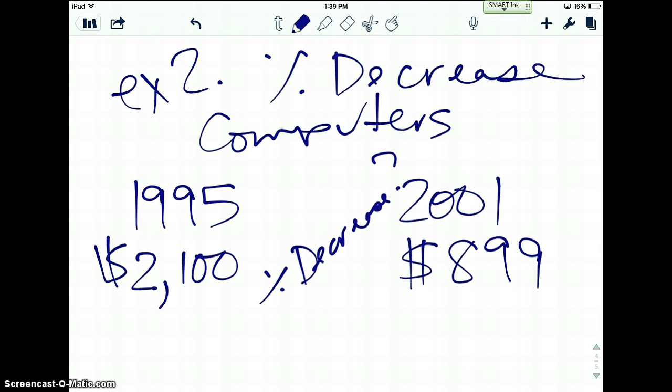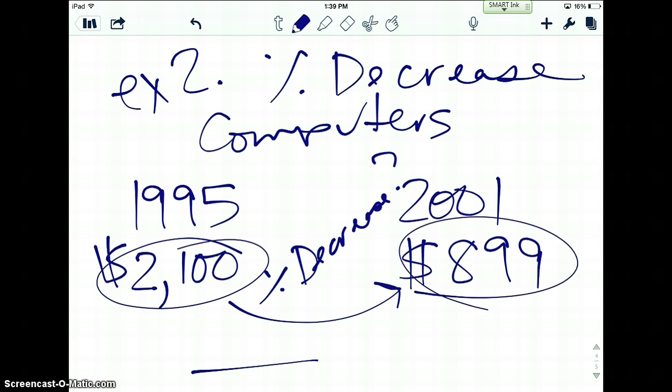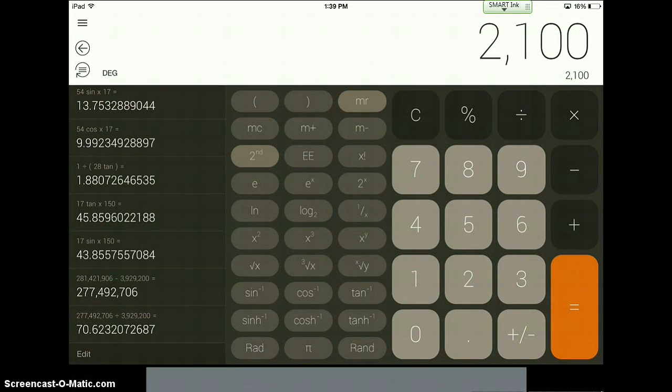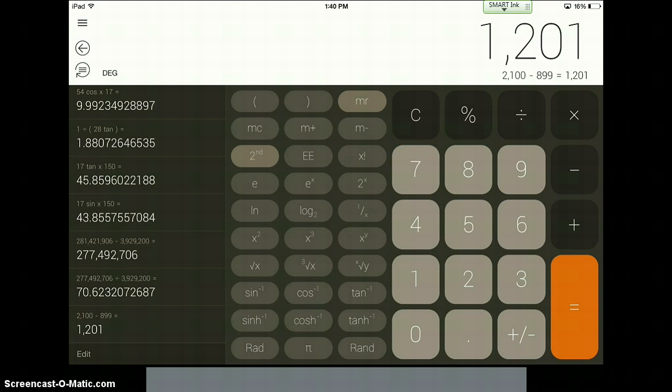So what are we going to do? Well, we're going to do the same thing. We're going to find the change between these two numbers. So I'm going to subtract them. And then I'm going to divide it by what I originally started out at, 2,100. And I'm going to get a decimal that I'm going to have to then change to a percent. So 2,100, what it originally started out at, minus $899, I'm going to find that change. It decreased by $1,201.